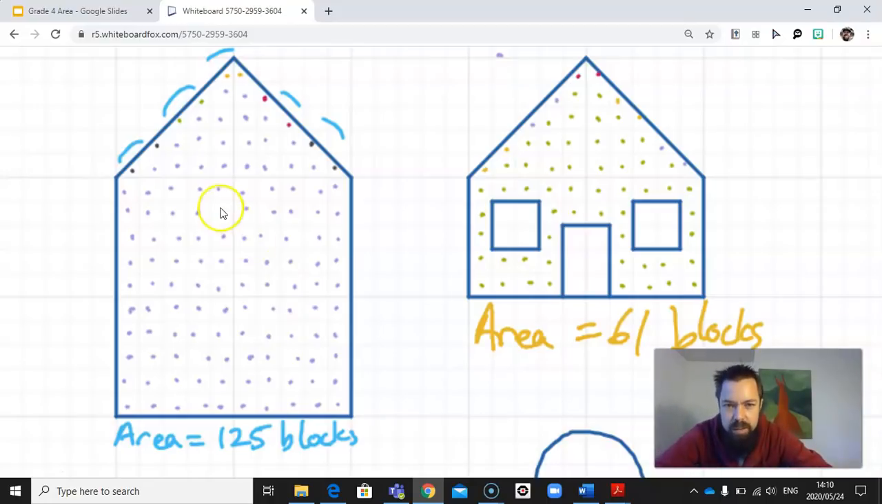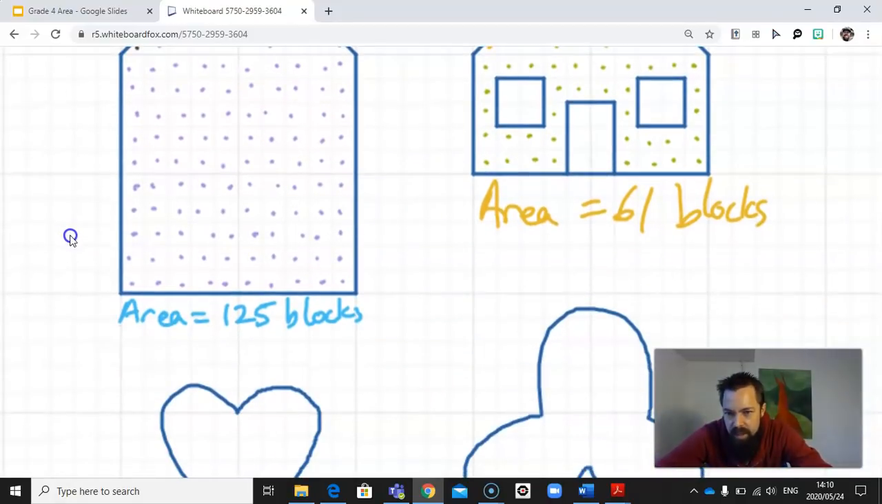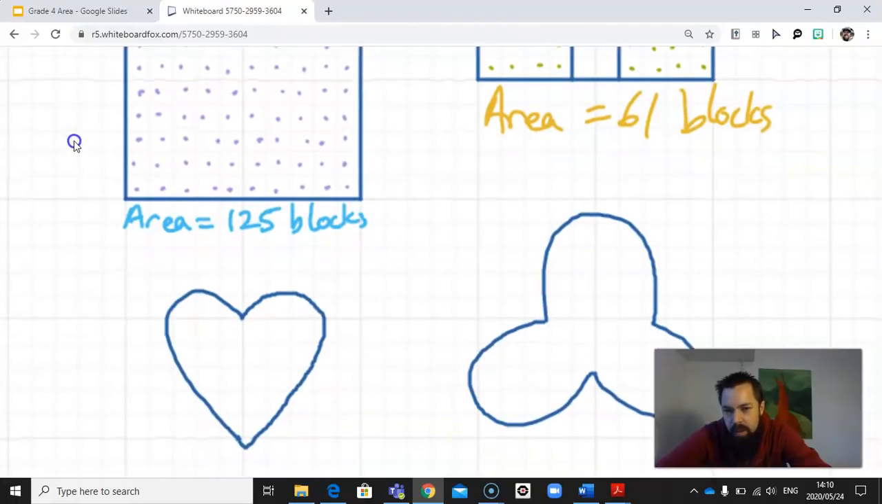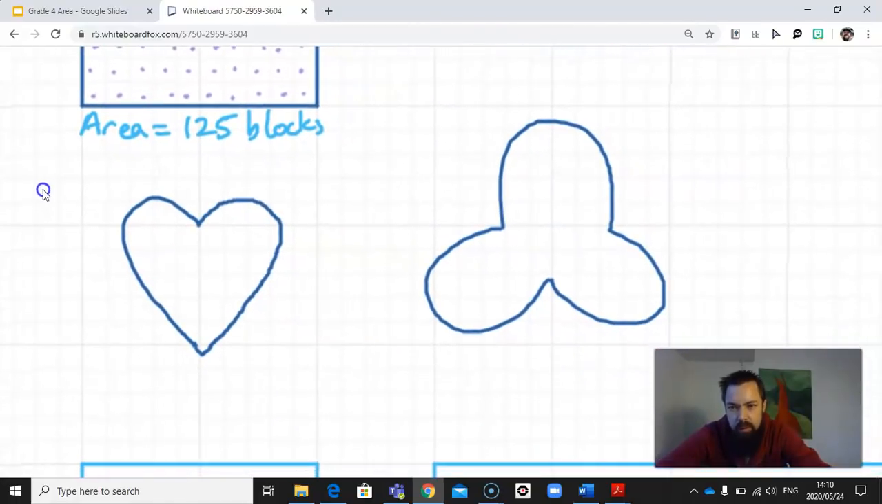Ah, that wasn't so hard, was it? So I hope you're seeing that the area is the space inside the shapes. When we do the little bit of formulas, then I'll explain what I mean by the 2 dimensions and what I mean by a square shape. So for now we've just got blocks, but later on we get a square unit.